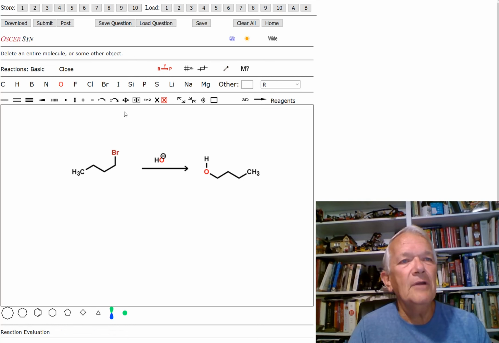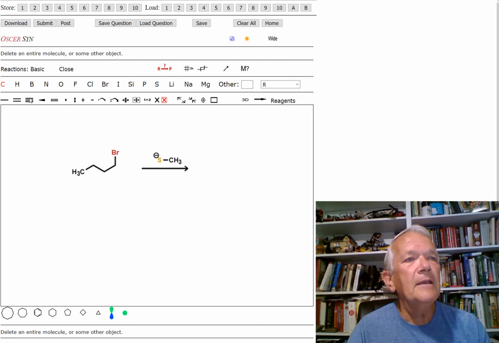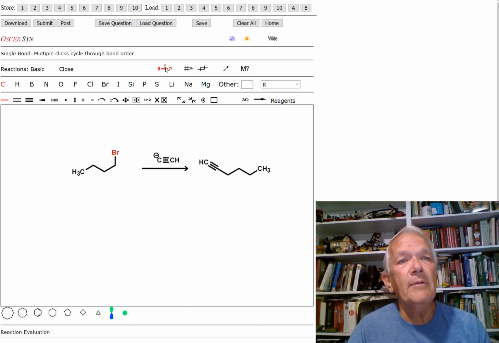What about other nucleophiles you could try? We could do a sulfide. That works fine. Let me make a methyl sulfide, which is a pretty good nucleophile. That works well. We could do a triple bond. Okay, an acetylide. Here we have an acetylide, which would be like a lithium acetylide or sodium acetylide. This works fine for primary.